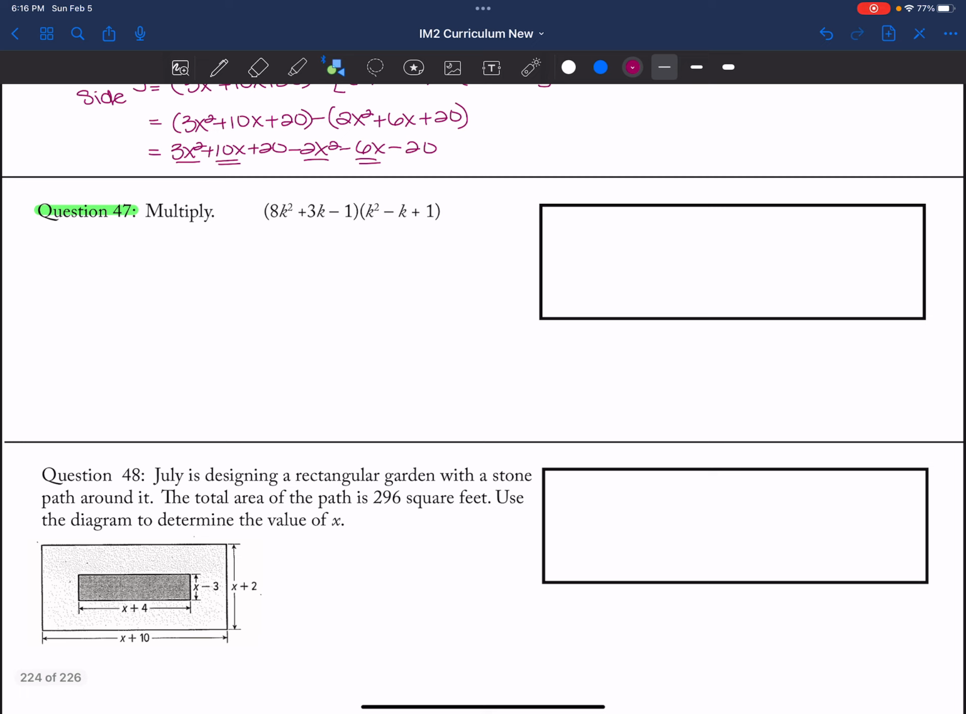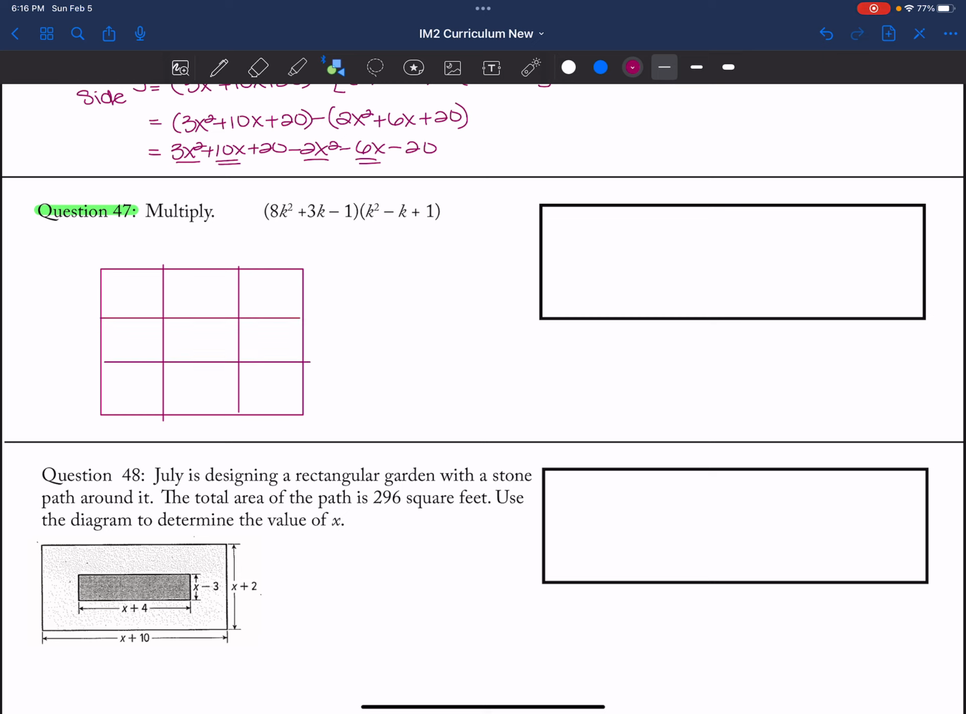Oh, we get to multiply a 3 by 3. It's been a long time. Okay. 1, 2, 1, 2. And then, okay, so 8k squared, 3k minus 1, k squared minus k, and then plus 1.